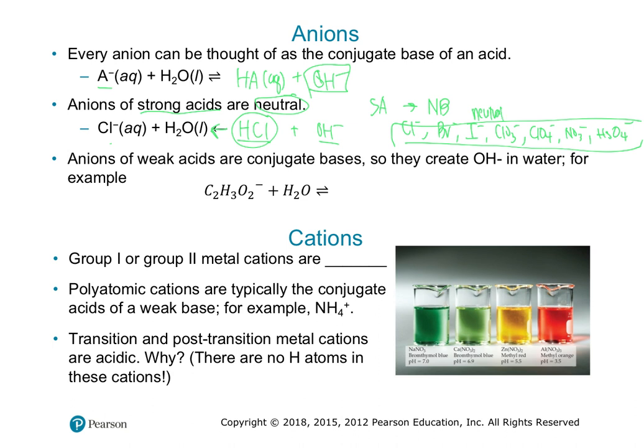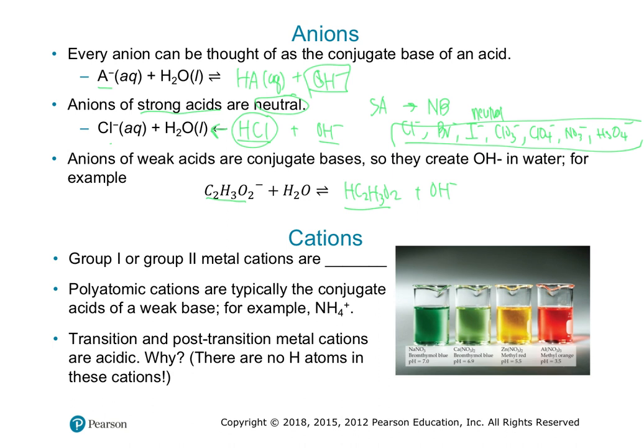So anions that came from weak acids, so here's acetate, they're going to form weak acids. So we're going to form acetic acid and hydroxide, and there will be a significant amount because since acetic acid has a Ka, that means acetate has a Kb, so it does act like a base. So that's the gist. If it came from a strong acid, neutral. If it came from a weak acid, they're basic.